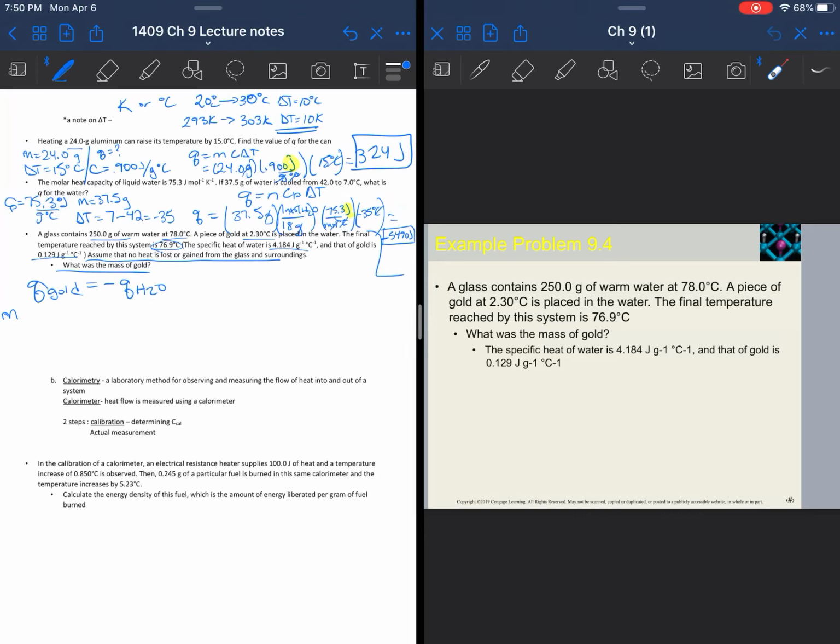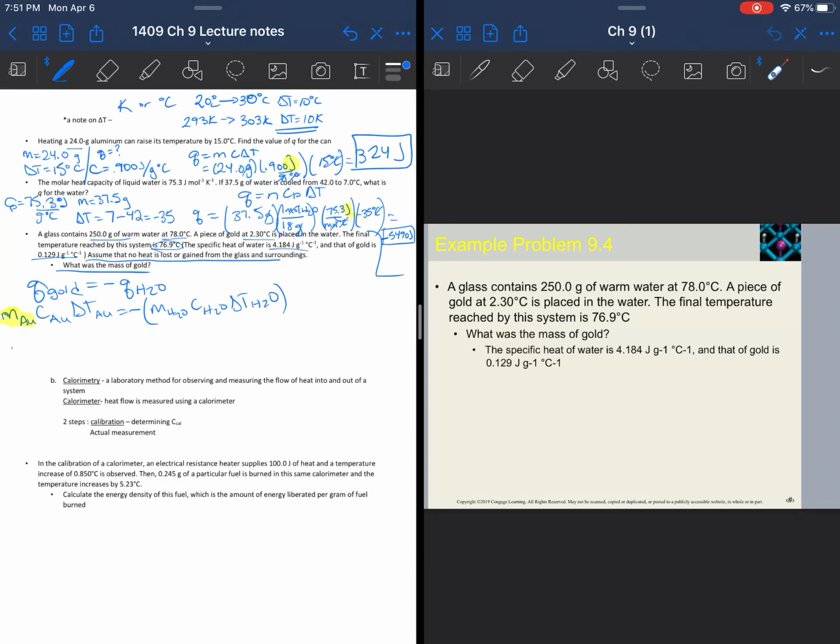So when we set this up, we're going to see that Q gold is mass of gold. Actually, what am I doing? Mass of gold times the heat capacity of gold times delta T for the gold equals negative, opposite in sign, the mass of the water times the C of the water times the delta T of the water.